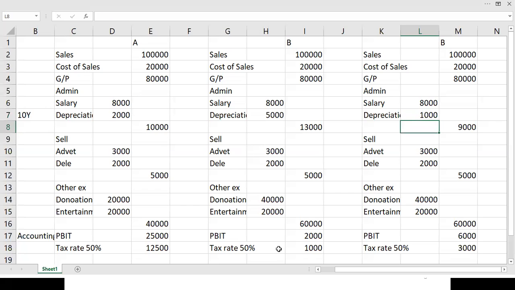And the donations. I ask one question. Does the donation contribute to making profit or not? Will donation contribute to make profit or not?